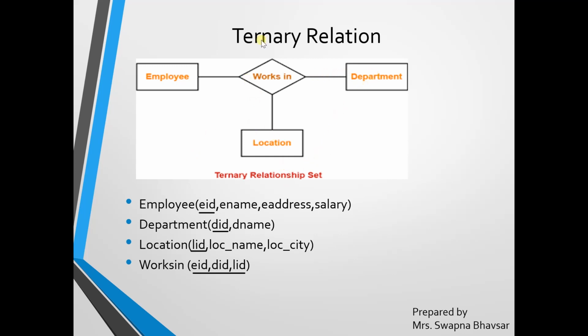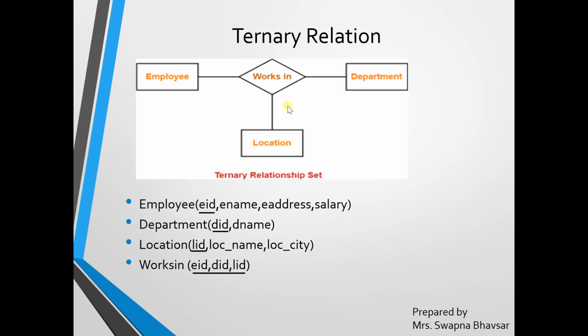So if we convert this ternary relation into tables, we will consider employee is the strong entity set which has EID, E-name, E-address and salary attributes, wherein EID will work as a primary key. Department is the second strong entity set which has two attributes DID and DName, wherein DID acts as a primary key. Location has four attributes LID, location name, location city, wherein LID will work as a primary key.